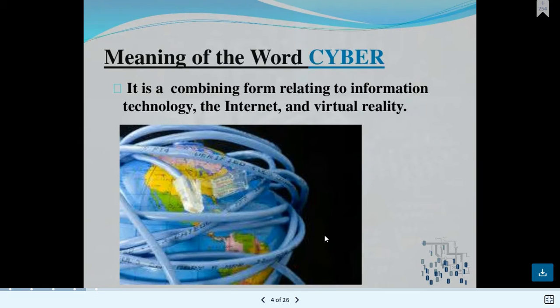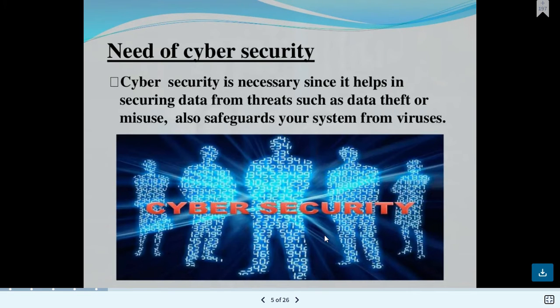It's a combining form relating to information technology, the internet, and virtual reality. Cyber means that we can do things over the internet by using technology and the virtual world with reality. Okay, need of cybersecurity.